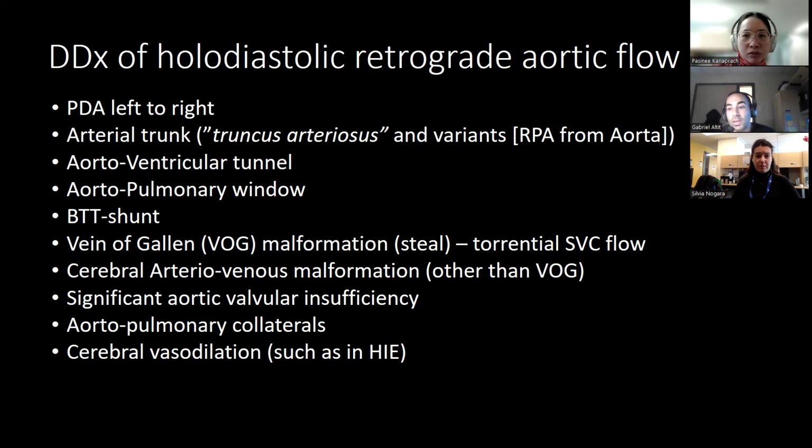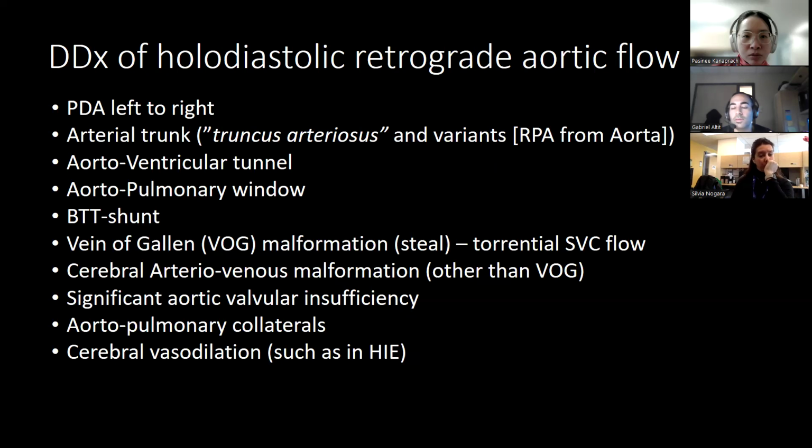You can have an AP window. So some patients may have a connection between the aorta and the pulmonary artery. That's not the PDA. It's just a defect from the two vessels being connected. Patients with BT shunts can have that because there's a steal right through the BT shunt. Vein of Galen malformation can have a big steal into their brain, or any kind of AVMs of the brain. And typically they'll also have torrential SVC flow.